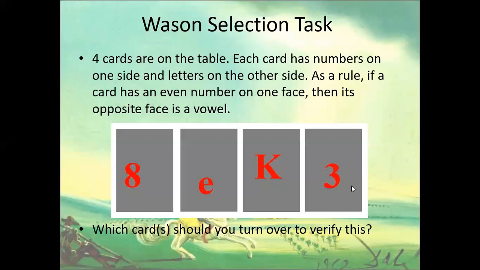The K doesn't seem, I mean, the 3 doesn't have much to do with anything. The answer here is you have to overturn the 8 to make sure the rule is being upheld. And you have to overturn the K because the K could be breaking the rule.